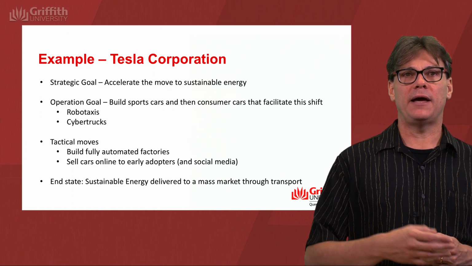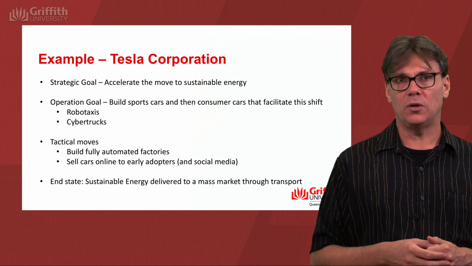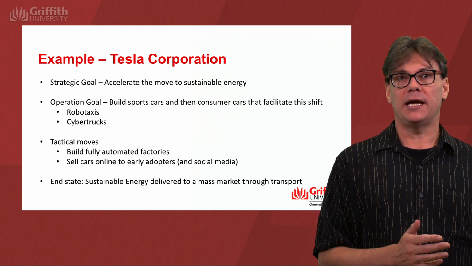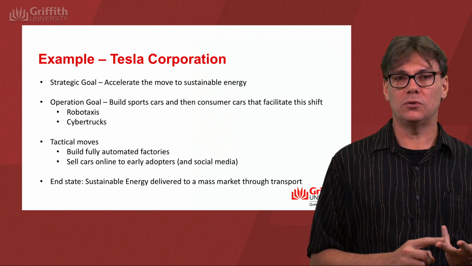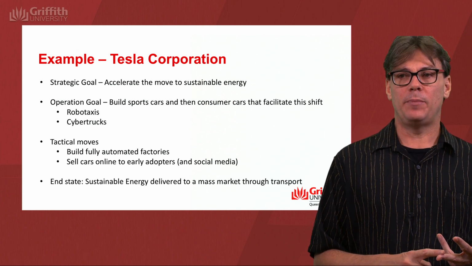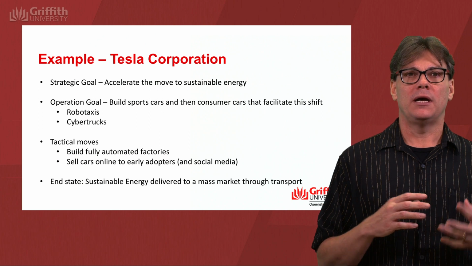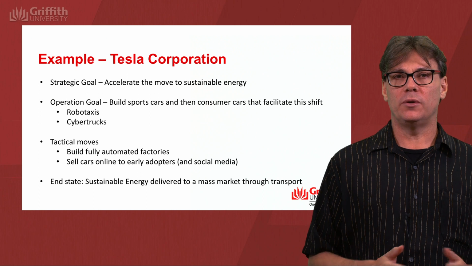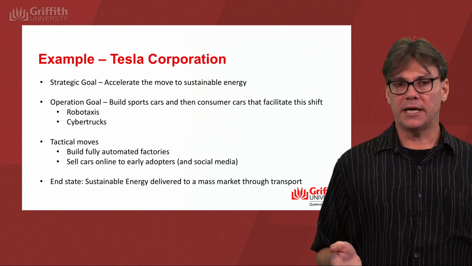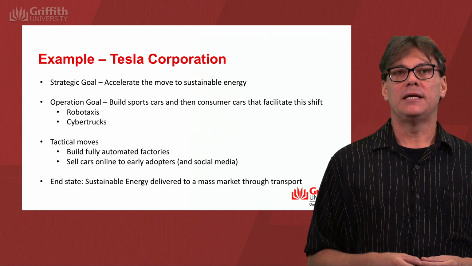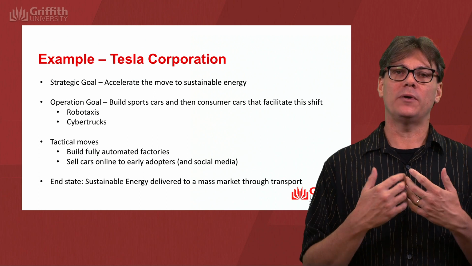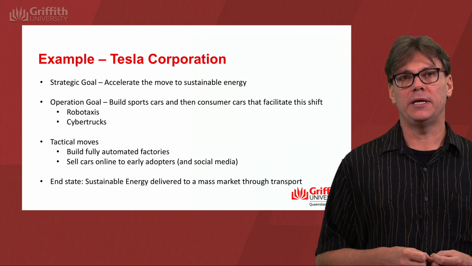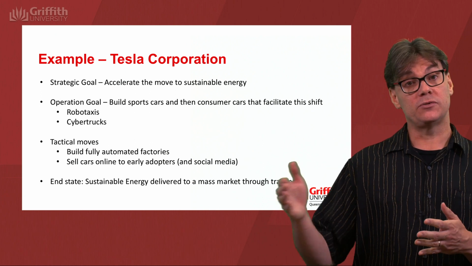One more example of that might be this. His strategic goal is moving to sustainable energy. How does he operationalize that? Build cool-looking sports cars, cool-looking SUVs, build things like the Cybertruck, if you've seen it, or anything that's new and relevant in Tesla. The robo-taxis, the fully automated taxis. How does he tactically do that? Well, he has an operational plan to build factories, to sell cars to early adopters on social media, and that will help him reach his strategic goal.